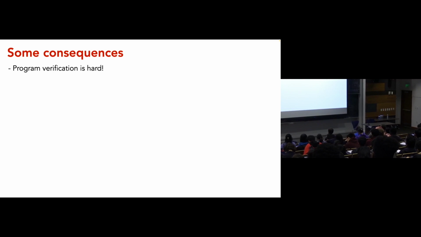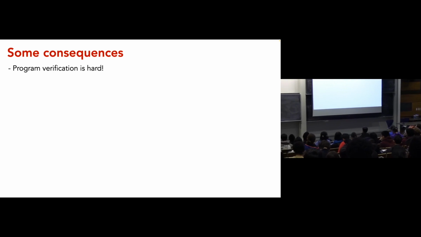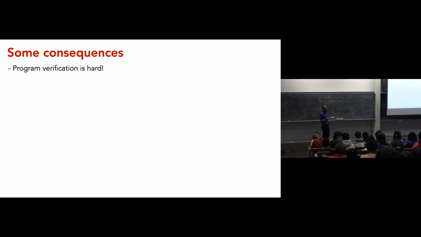So then let's see some consequences of this. What this tells us is that, look, the halting problem is hard, accept is hard. This means that program verification is hard, right? So what does that mean?